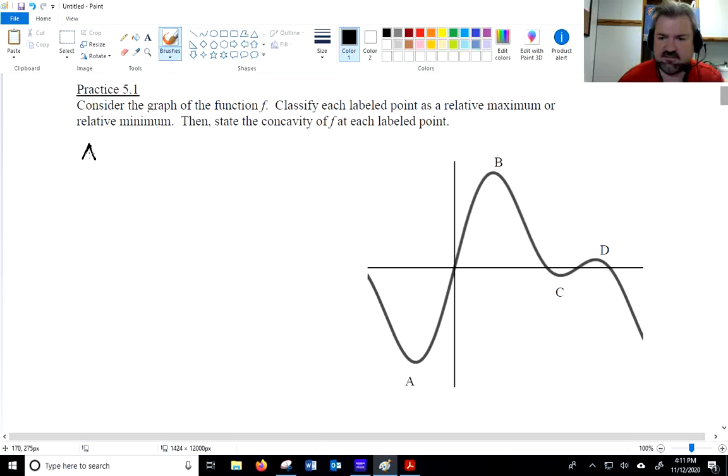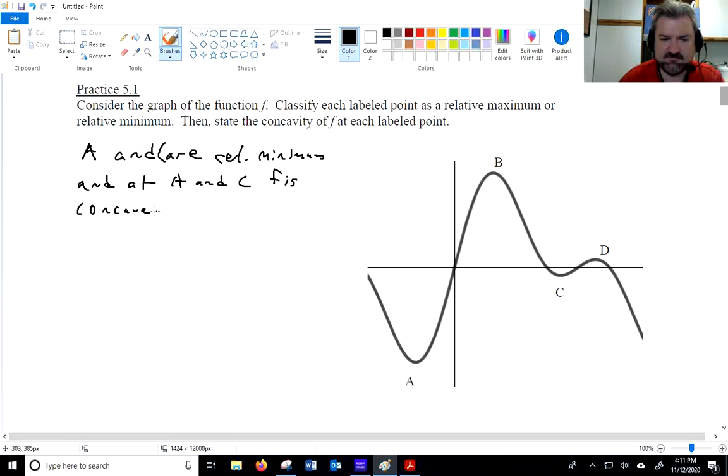Well, A and C are what we call relative minimums because they're the smallest y-coordinate in the neighborhood. And at A and C, f is concave up. B and D, however, are relative maximums. And at B and D, f is concave down.